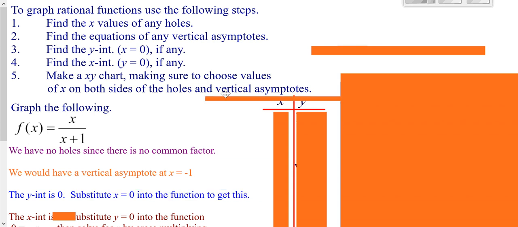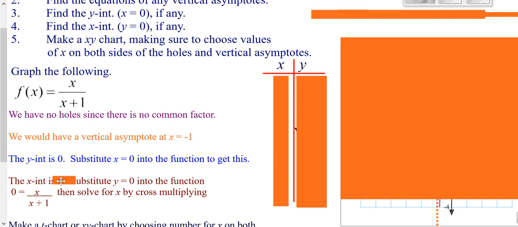Y-intercept is what you get when you plug in 0. So if you plug in 0, you get 0 over 0 plus 1. 0 over 1 is 0. Then you want to find your x-intercept. That's when your y value is 0, so you set it equal to 0 and solve it. And in this case, you also get 0. Normally, they're going to be different.